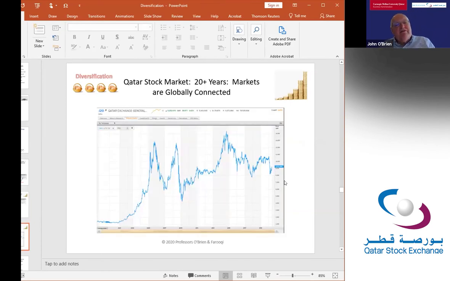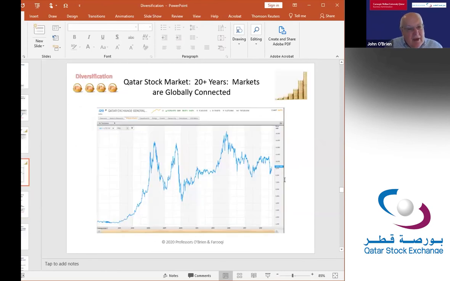Okay, now the markets are all globally connected, and if we plot out 20 years of the Qatar stock market, you can see it goes up and down in response to the major events that hit the market. But on average, over that 20 years, it's actually growing. So a Warren Buffett in the Qatar stock market would be doing very well, actually, because over the 20 years, there's been growth, even though from a year-to-year basis, there can be a lot of fluctuations.